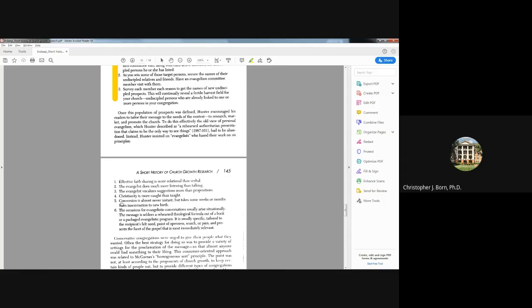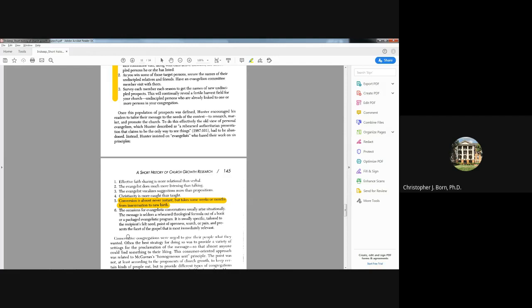Yes. Conversion is almost never instant, but takes some weeks or months. Yes, that typically happens as well. You don't have these bolt-of-lightning conversions that really happen. And often people are converted not necessarily by the message itself, but by the experience. And then the message kind of comes along with it.